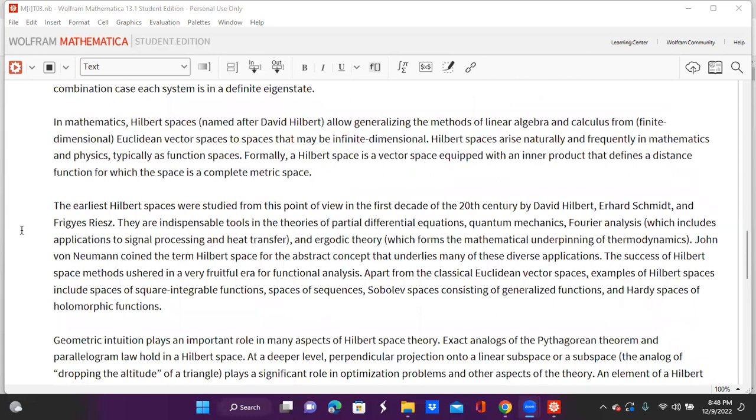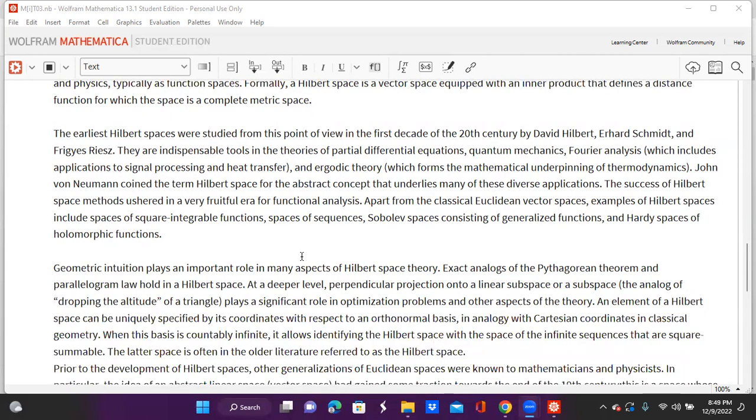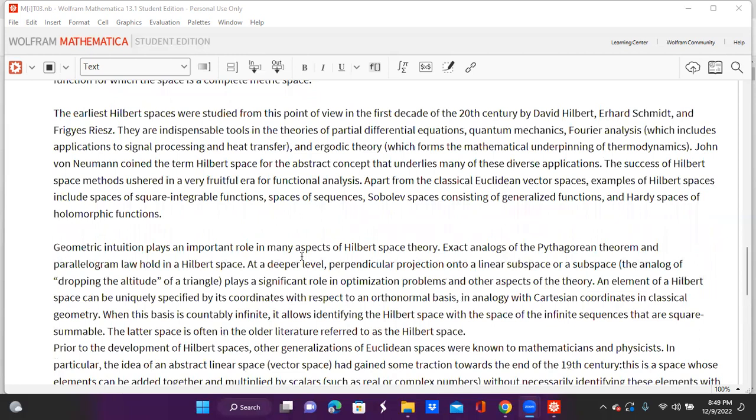In mathematics, Hilbert spaces, named after David Hilbert, allowed generalizing the methods of linear algebra and calculus from finite-dimensional Euclidean vector spaces to spaces that may be infinite-dimensional. Hilbert spaces arise naturally and frequently in mathematics and physics, typically as function spaces. Formally, a Hilbert space is a vector space equipped with an inner product that defines a distance function for which the space is a complete metric space. The earliest Hilbert spaces were studied from this point of view in the first decade of the 20th century by David Hilbert, Erhard Schmidt, and Friedrich.